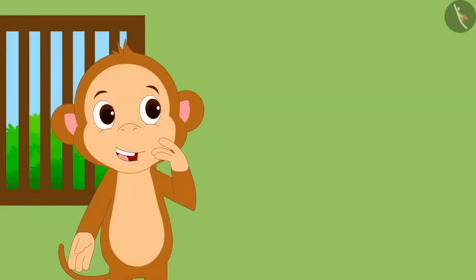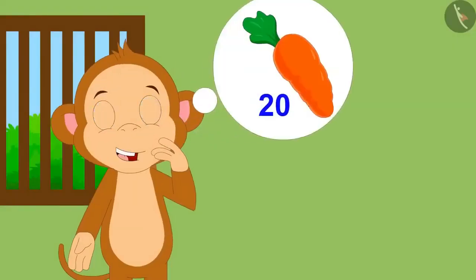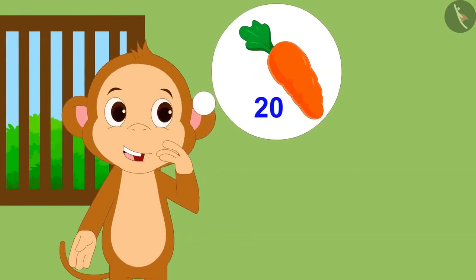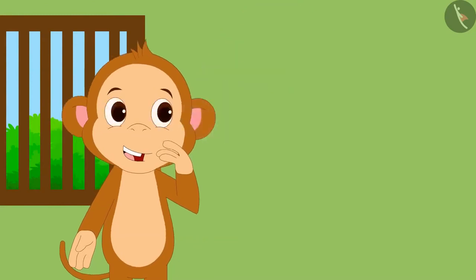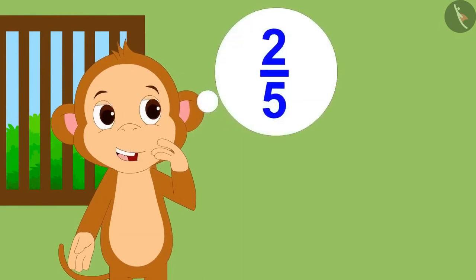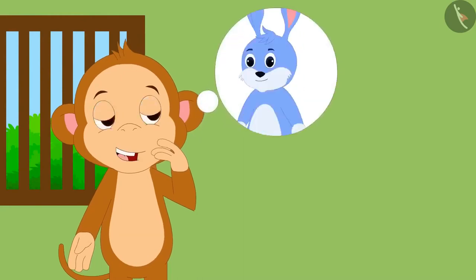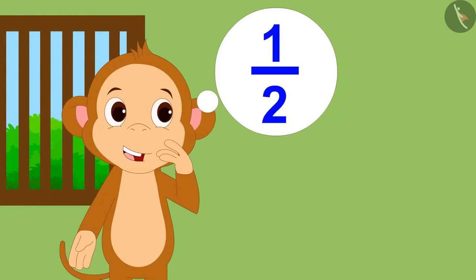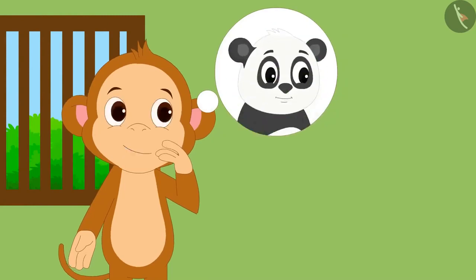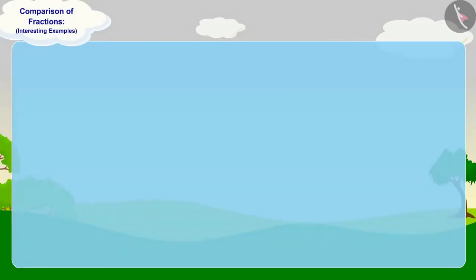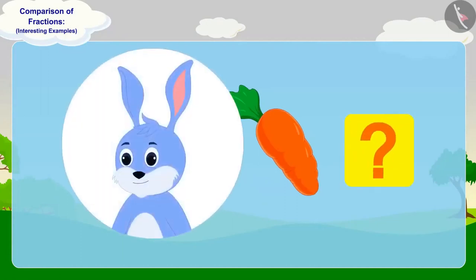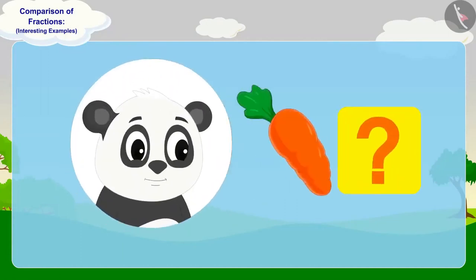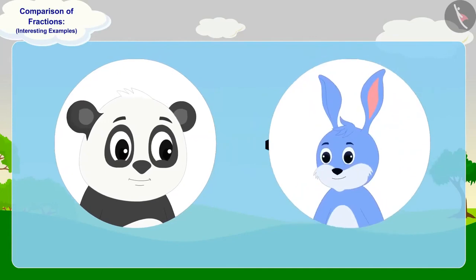Now, he is at home thinking that he will grow 20 carrots in his field. When those carrots are grown, he will give 2/5 part of it to Bunny and half to Golu. Children, can you tell how many carrots will Bunny get? Is that more than the number of carrots Golu gets? If you wish to, you can stop the video and find the answer.